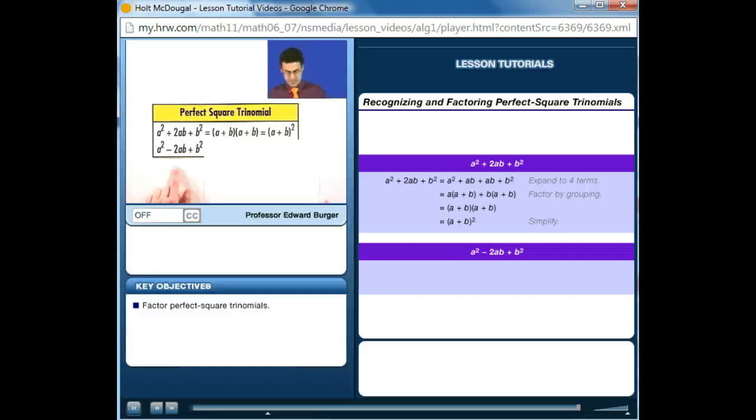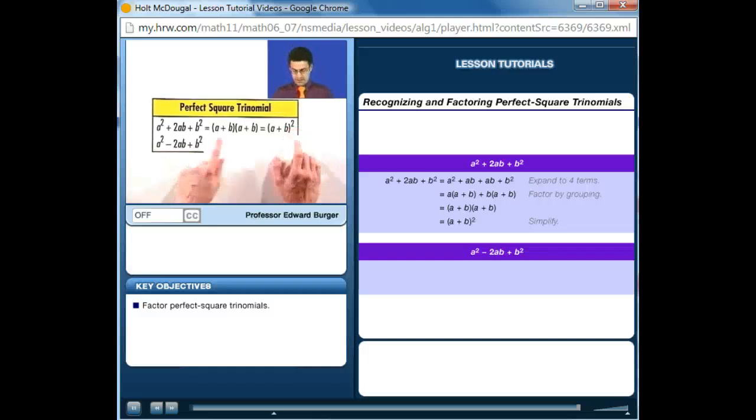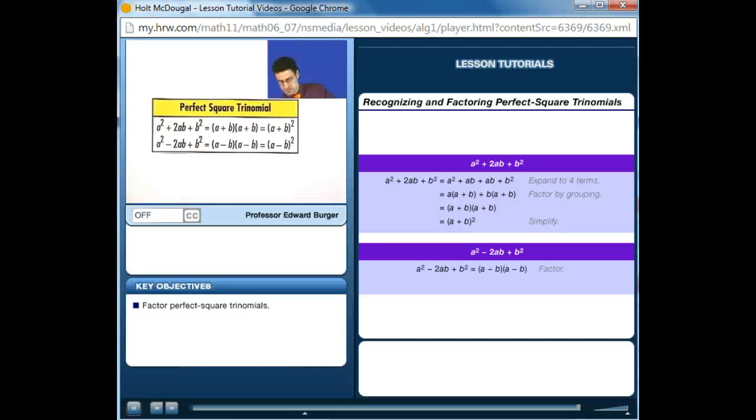What about this? Can you guess what this would be? Well, actually, if you think about it, we can figure it out because it looks very similar to the previous one. I have to think of two numbers whose product is b squared, and yet when I combine them with the a's, I get a negative. So what would it be? The sign would have to be what? Both the same sign, and they'd have to be negative signs. And that's right. We get a minus b times a minus b.